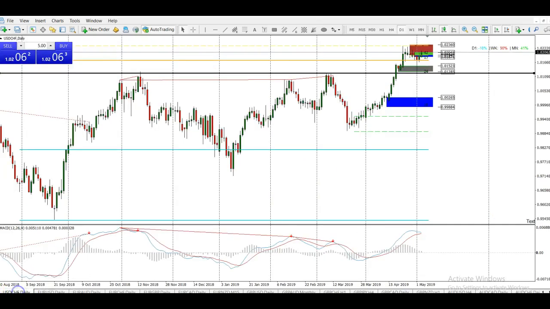Remember, as always, to stay in the game, trade low leverage and low trade sizes. That will keep you in the game and allow your account to grow over time.